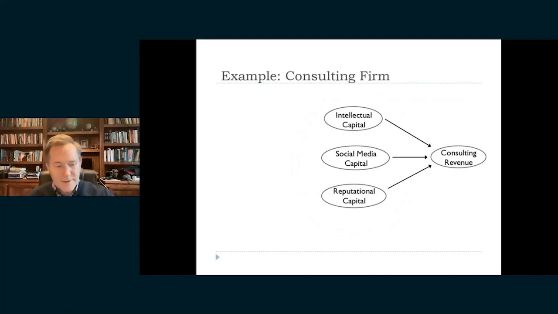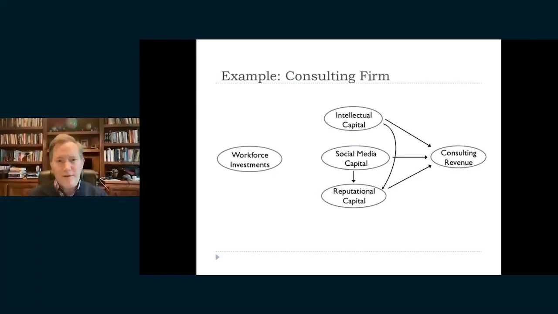And there's also the other tangible resources. So we're just focusing on the intangible assets here. It wants to develop consulting revenue. And it also realizes social media capital can help boost reputational capital. So I have an arrow going there. And intellectual capital, the quality of those intellectual and proprietary products will help develop reputational capital as well.